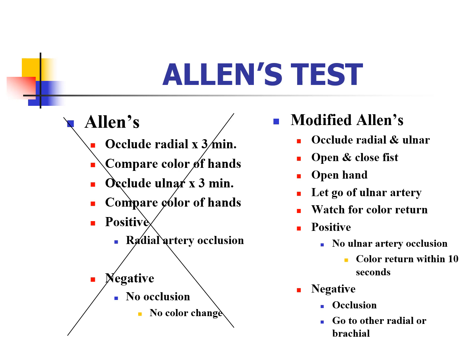So if you let go of the ulnar and their hand pinks up, that's a good sign. It should pink up within 10 seconds. It's considered positive, right? There's no ulnar artery occlusion. In other words, the ulnar artery is a good alternate route, and we should be safe to do the blood gas on this wrist. It's negative if you don't see color change in 10 seconds.